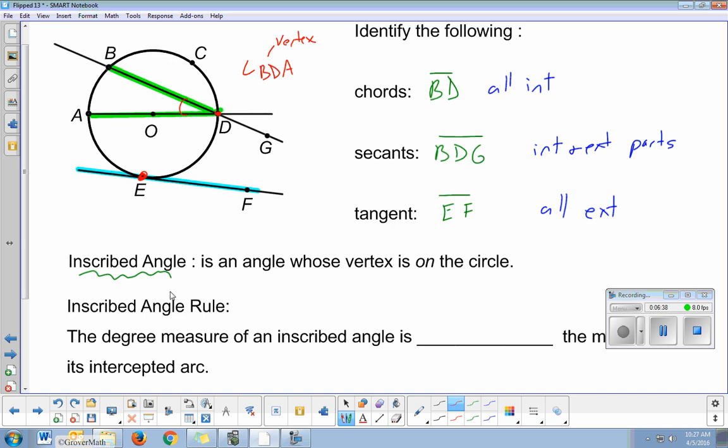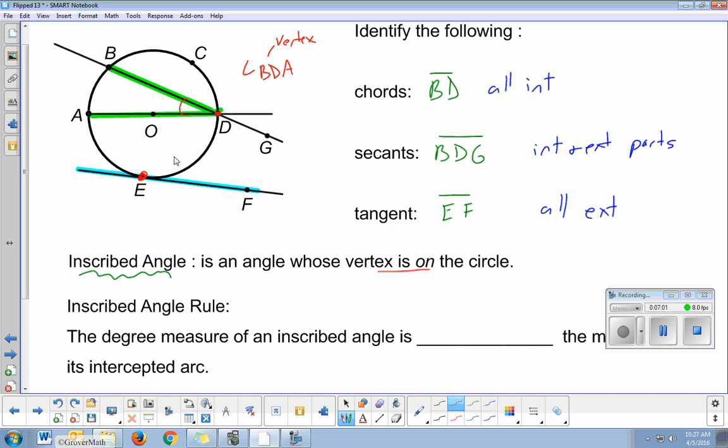We've heard the term inscribed before, like if you have a triangle inscribed in a circle, right? That means that all the points are on the circle, or we saw, I think we did a hexagon inscribed in a circle, right? And that's again where all the vertices are on the circle. So that's what inscribed means, vertex on the circle.